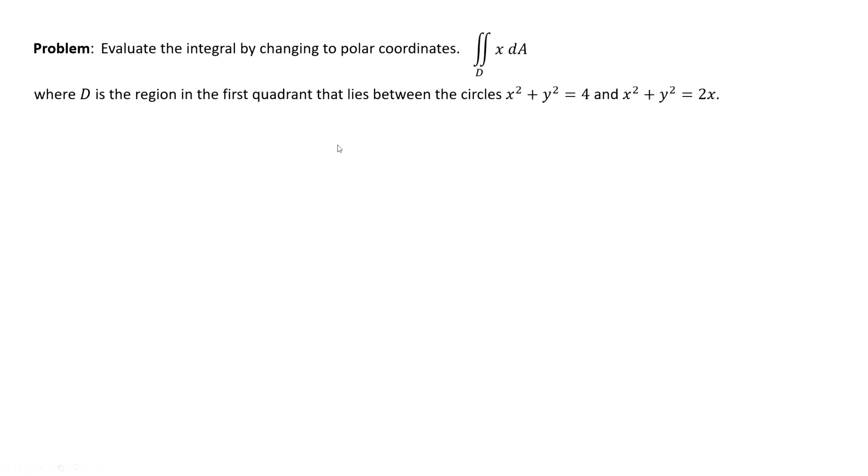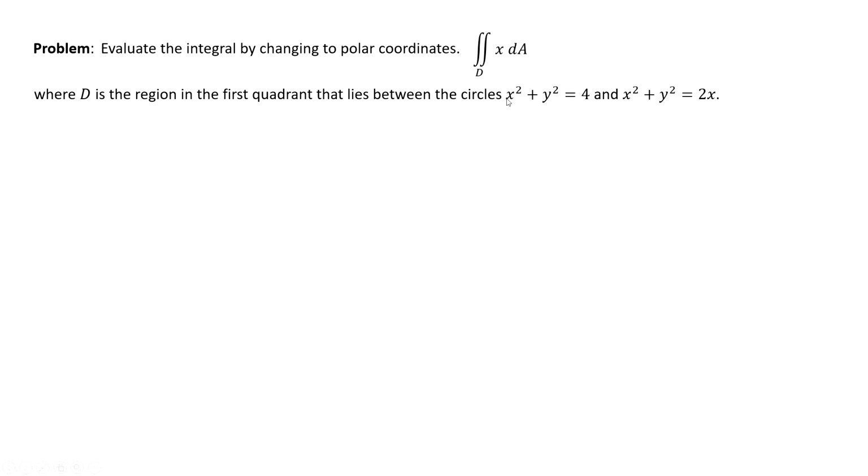Evaluate the integral by changing to polar coordinates, where D is the region in the first quadrant that lies between the circles x squared plus y squared equals 4 and x squared plus y squared equals 2x. See, these are the ones that tend to pose a problem, figuring out what the region is when you're given equations like this. D is the region in the first quadrant that lies between the circles. Oh, apparently both of them are circles.